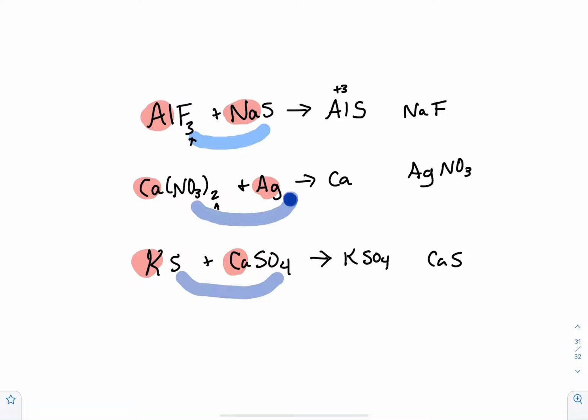This is +3, this is -2. This has to do with where they are on the periodic chart with their charges. So that's Al2S3. And then Na is +1 and F is -1. And then the calcium is just by itself.